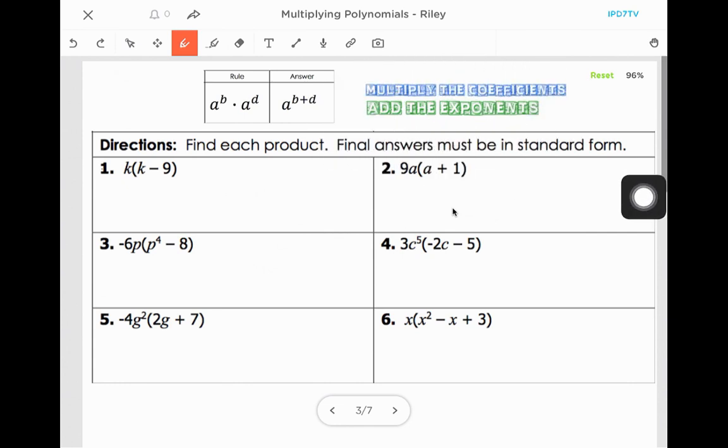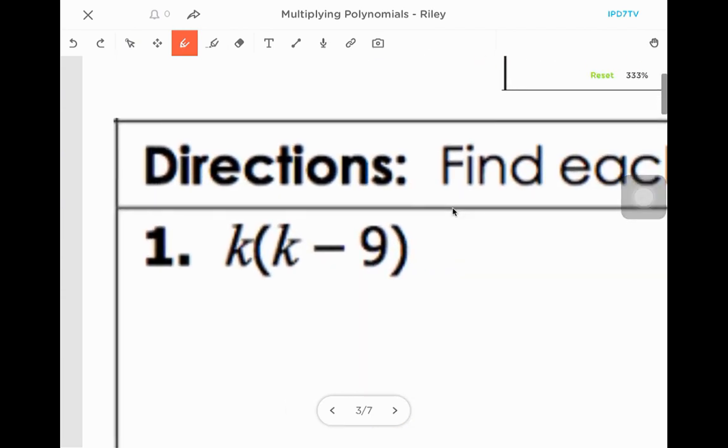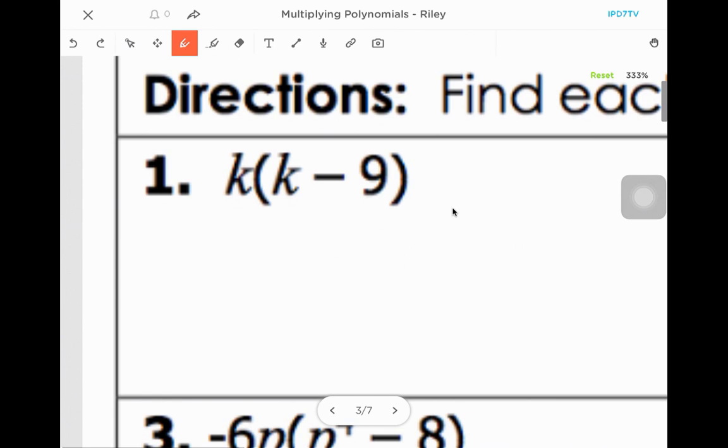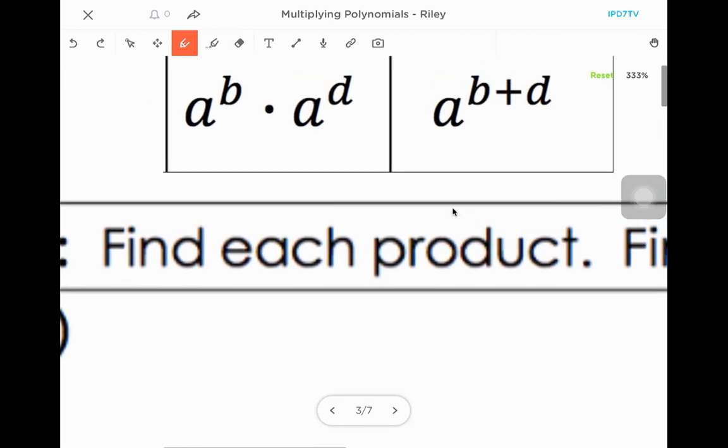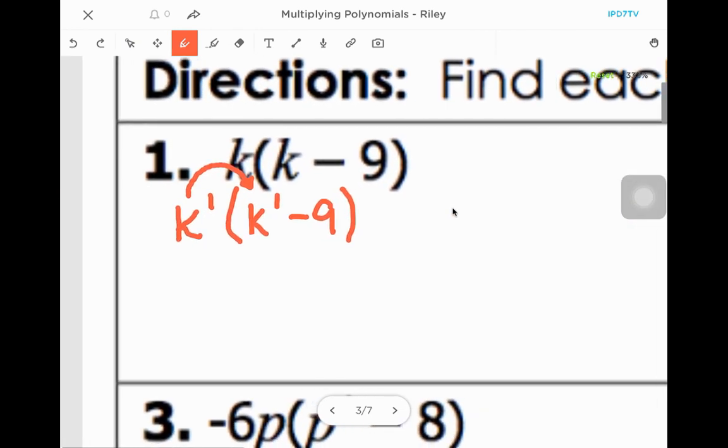All right, so let's look at this next one. Now, remember, if we don't see an exponent, we can kind of assume there's a little one up here, kind of hiding. So if I multiply this in, k to the 1st times k to the 1st, our rule is that we're adding the exponents. I don't see any numbers to multiply out front. There's no numbers out here, so I don't have to worry about doing that. So I can just add my exponents. Well, 1 plus 1 is 2.